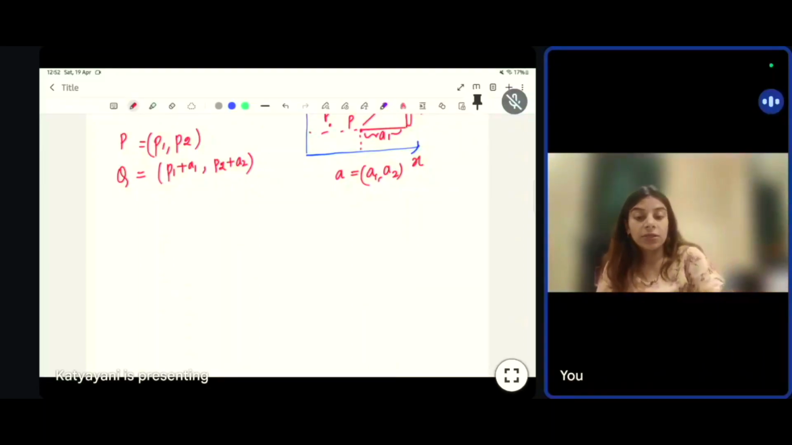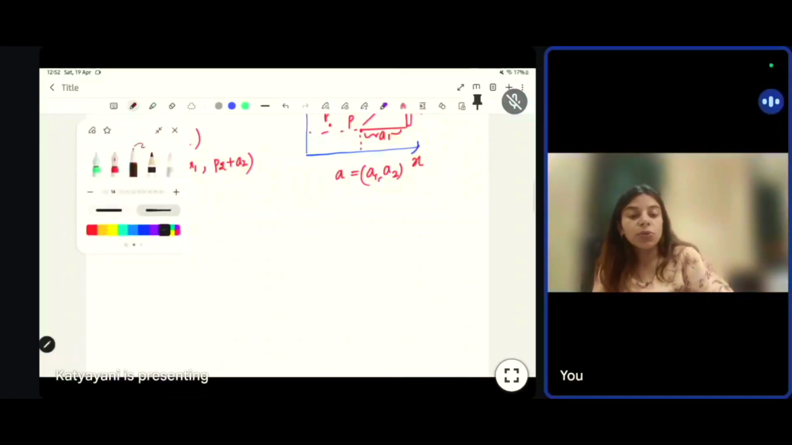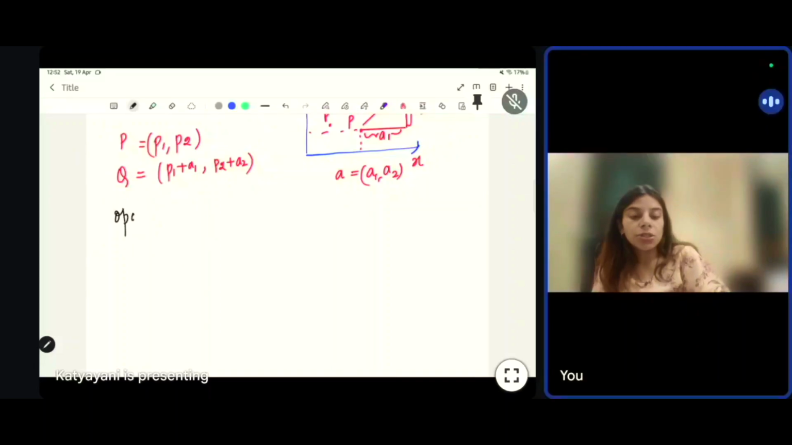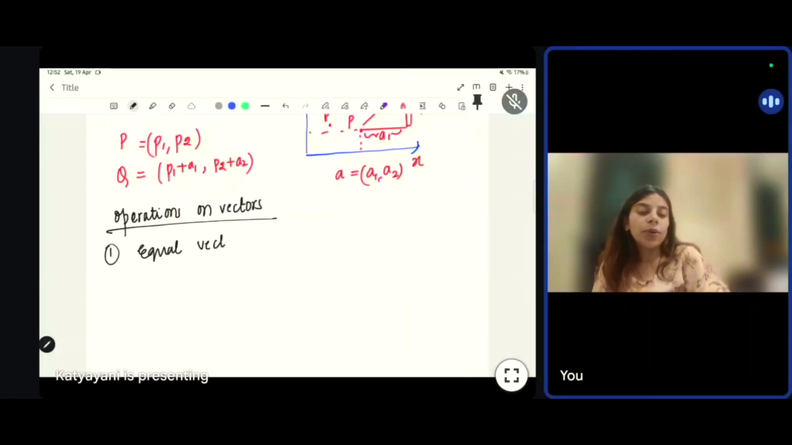Operations on vectors. So the next topic that we'll be doing would be the operations on vectors, right? So there are different types of operations. First operation being equal vectors. When can you say that two vectors are equal to each other, right? When can you say that A, suppose एक vector है A, एक vector है B, I am denoting them by bold letters A and B.